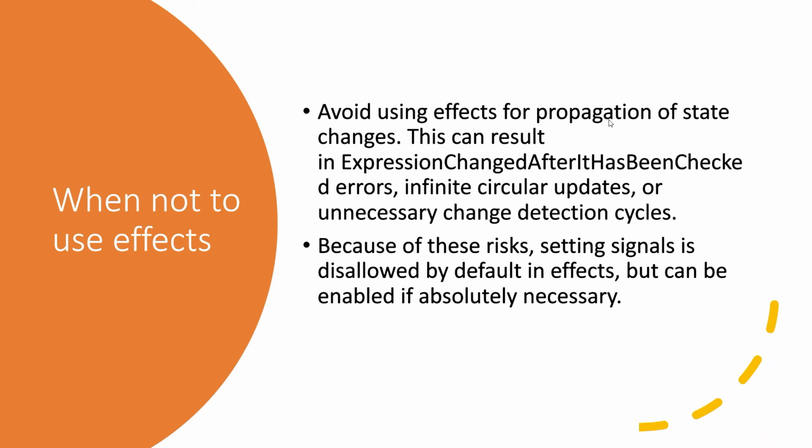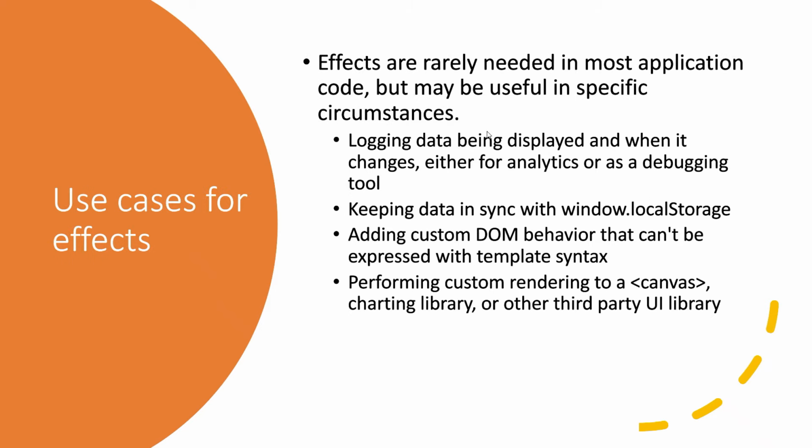Avoid using effect for the propagation of state change. This can result in an ExpressionChangedAfterItHasBeenChecked error, infinite circular updates, or unnecessary change detection cycles. Because of this risk, setting signals is disallowed by default in effect, but can be enabled if absolutely necessary. So we should not update our signal in effect. We already saw the example here. These are the mainly used use cases for the effect.